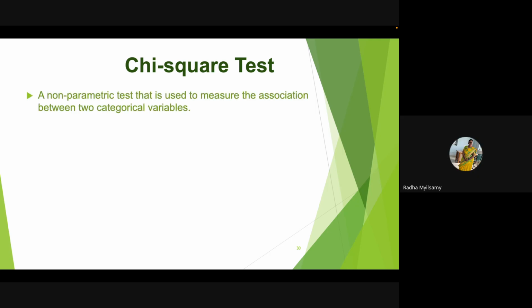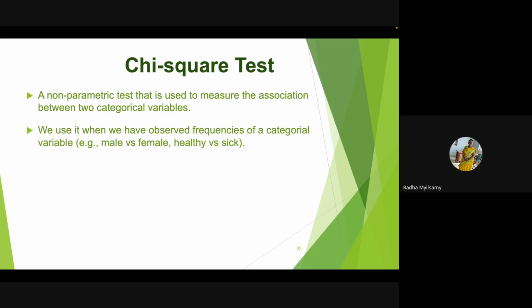So next, it is the chi-square test. Sometimes it is taken as a parametric test, sometimes as a non-parametric test. In my opinion, it is a non-parametric test that is used to measure the association between two categorical variables, two qualitative variables.